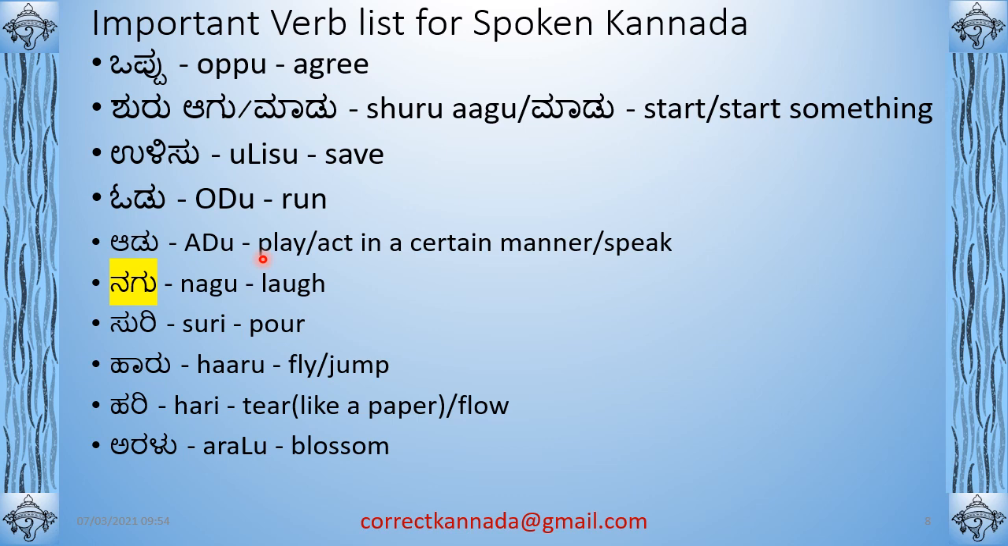Adatiya. So here, Adatiya, they are asking, why are you acting in a strange manner? Why are you speaking like this? It could mean any of this. There they will use Adu. But Adu means to play. Nagu is to laugh, an irregular verb. It's Nakka in the past tense.